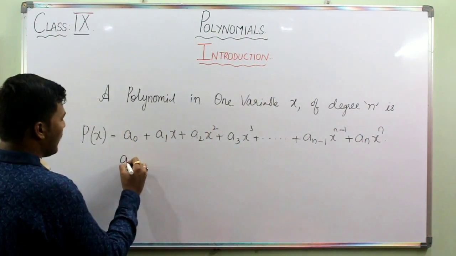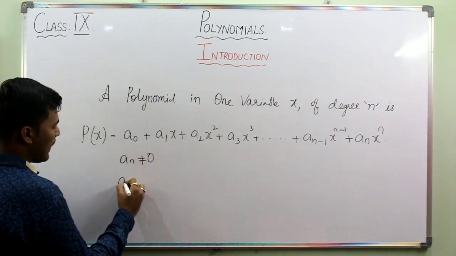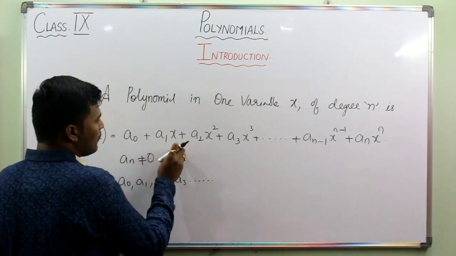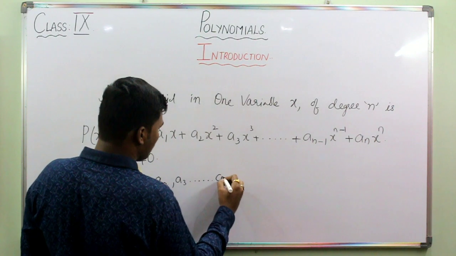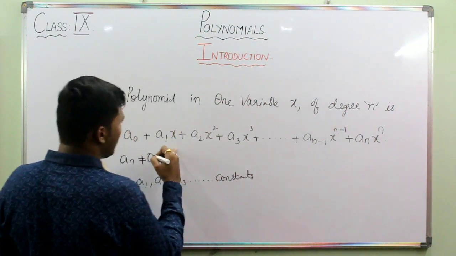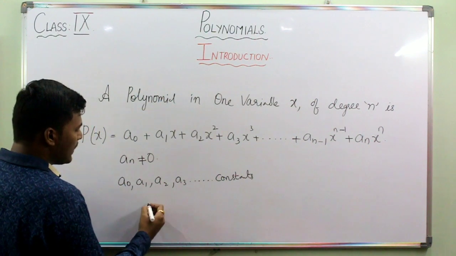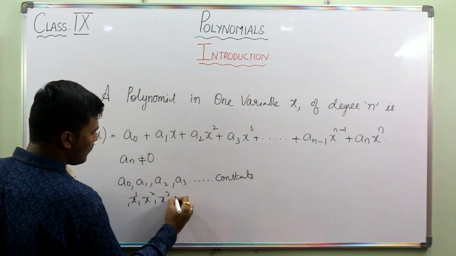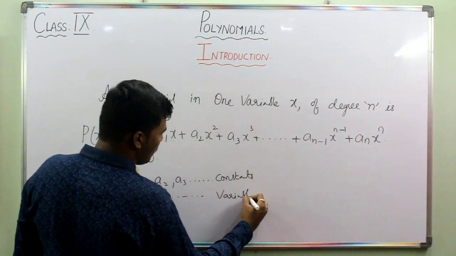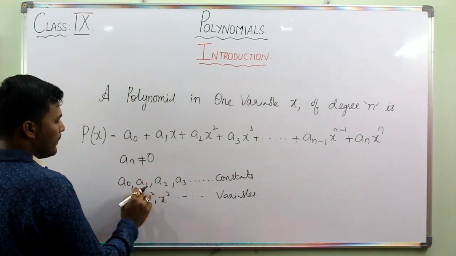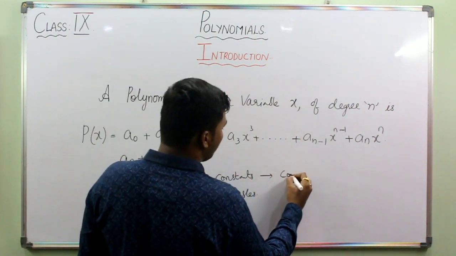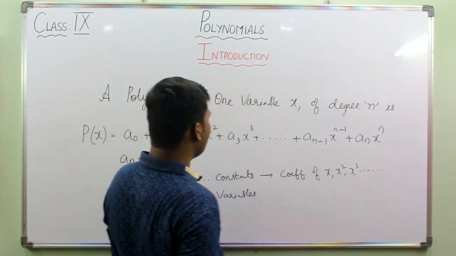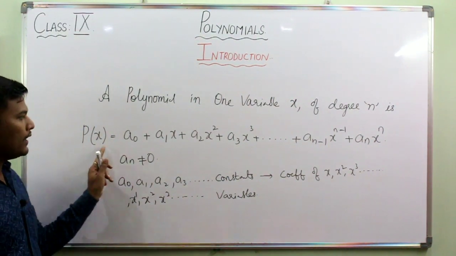Here the condition is that a n should not be equal to 0, and a naught, a1, a2, a3 and so on are called the constants, right? And x, x square, x cube, x to the power of n minus 1 are the variable parts. Also we can call a0, a1, a2, a3, a4 the coefficients of x, x square, x cube and so on. So in general we represent a polynomial in this form.